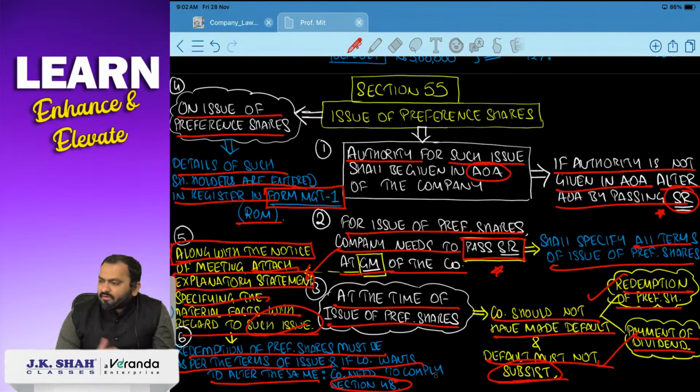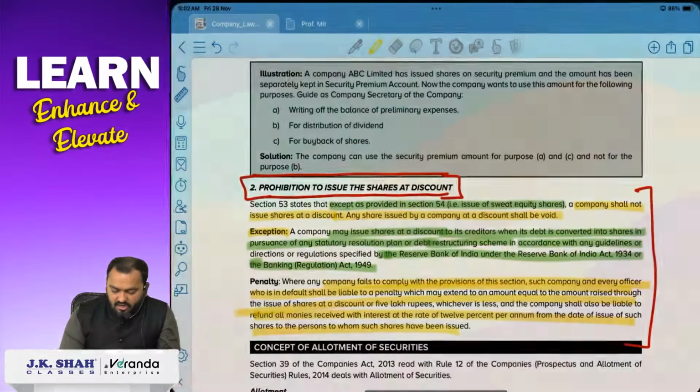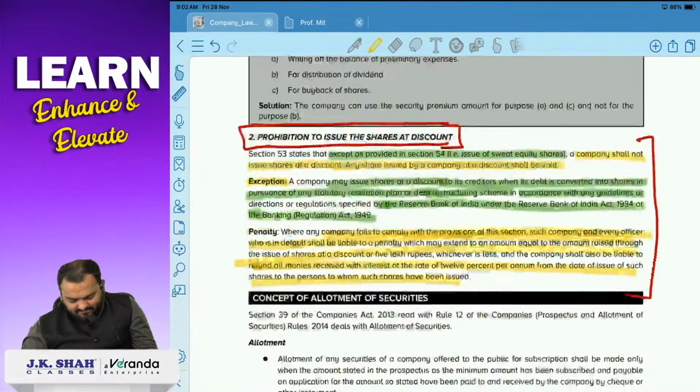Then we spoke redemption must be done as per the issue terms only. If you want to change the terms, you need to comply with the requirement of section 48. We are done with it.